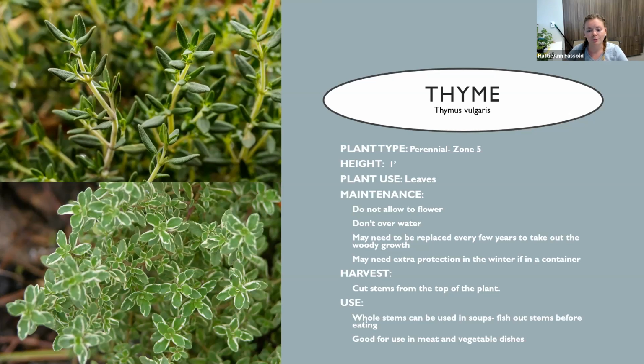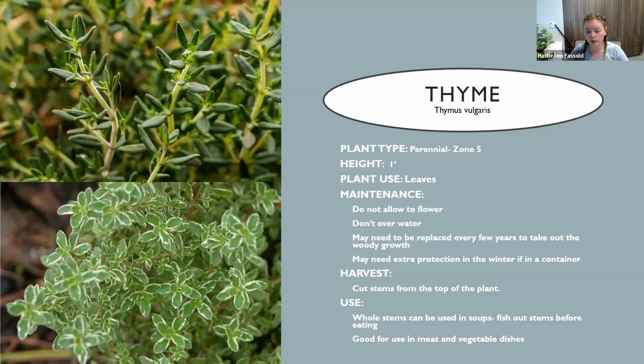And it may need extra protection in the winter if it's in a container. If you put anything in a container, it raises the zone that it can survive in by, I think, 2 zones. So having it above ground, when it's in the ground, it's at the zone that it's at. But once you bring it above ground, it's in a more vulnerable place. So the zone goes up.